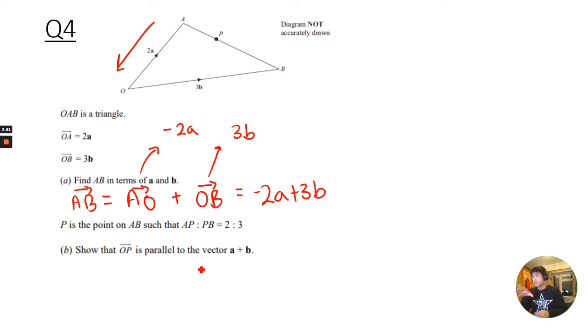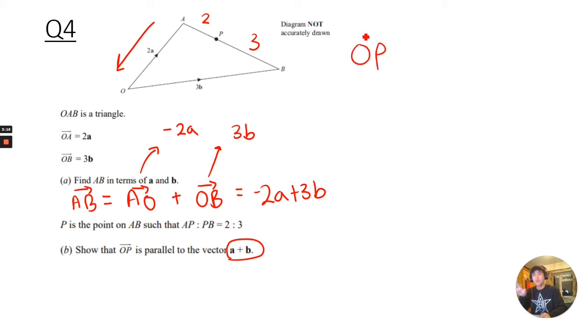And part B, it now says that P is on the point AB, such that AP to PB is in the ratio 2 to 3, sorry. So 2 is there and 3 is here. Show that OP is parallel to the vector A plus B. Okay, so if we want to show that it's parallel to the vector A plus B, we need to show that O to P, the vector, is a scalar multiple of this. So let's find the vector O to P.